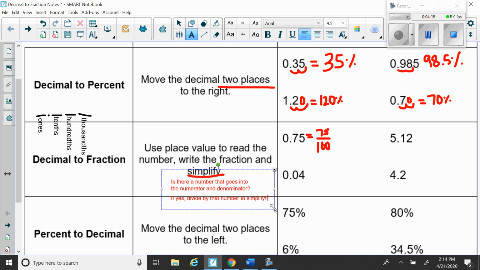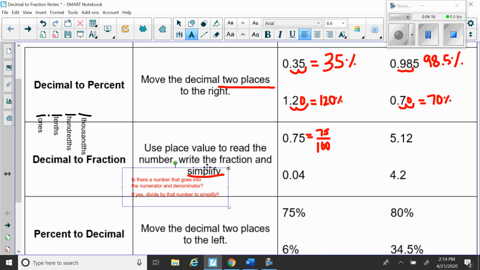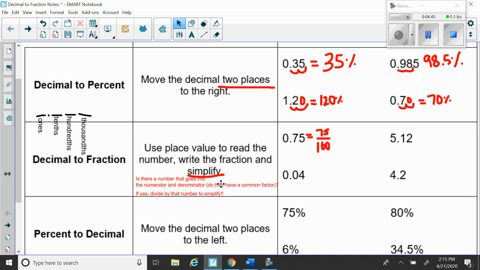Hope that you guys can still read that. So those are our steps. Is there a number that goes into both 75 and 100? Do they have a common factor? That's another way to say it. And the answer here is yes. So 25 goes into both 75 and 100. So what we would do is divide by 25.